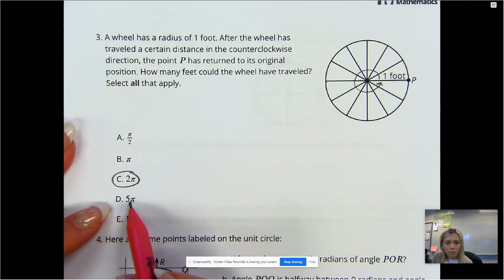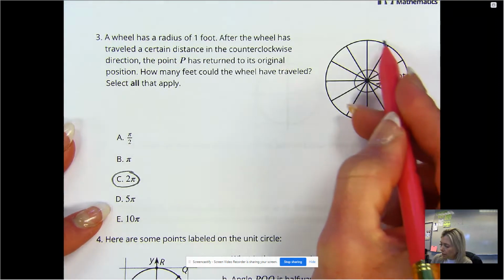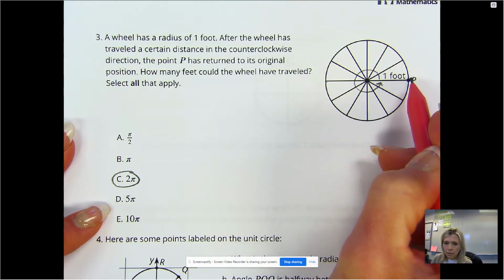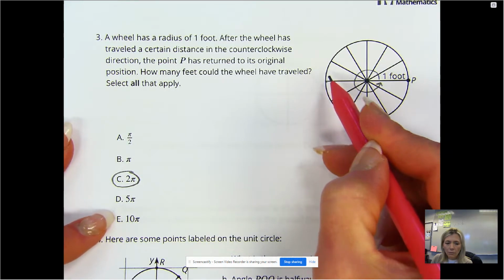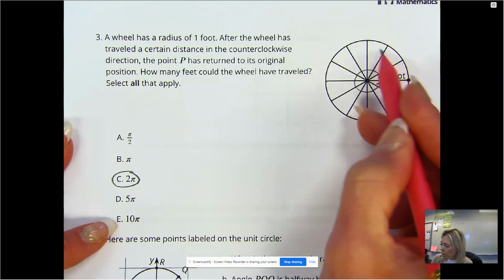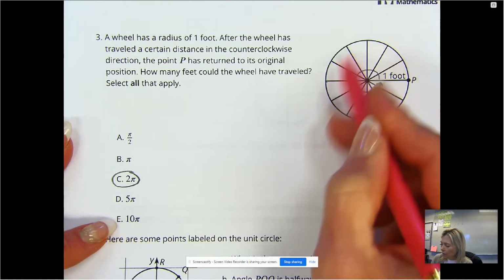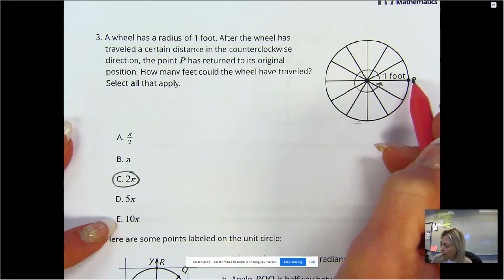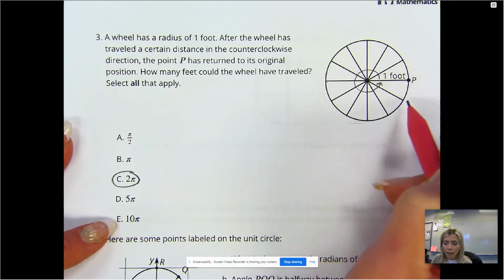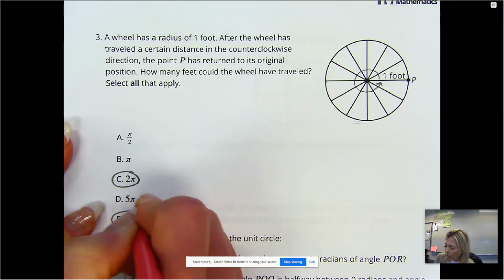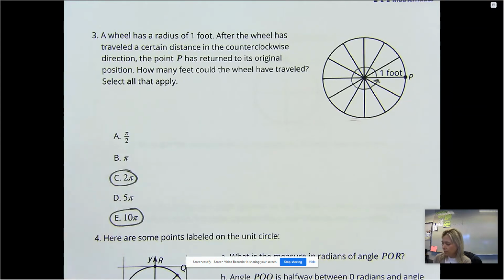And then 5 pi. Well, let's think about it. 1 rotation around the circle is 2 pi. A second rotation would be 4 pi. To get to 5 pi, it would end right here. So that's not going to work. But for 10 pi, every time you go around the circle, it's 2 pi. So it would be 2, and then 4, and then 6 pi, and then 8 pi, and then 10 pi. So 5 rotations would land at 10 pi. So it's possible that that was after 5 rotations. So 10 pi is a possible answer. C and E.